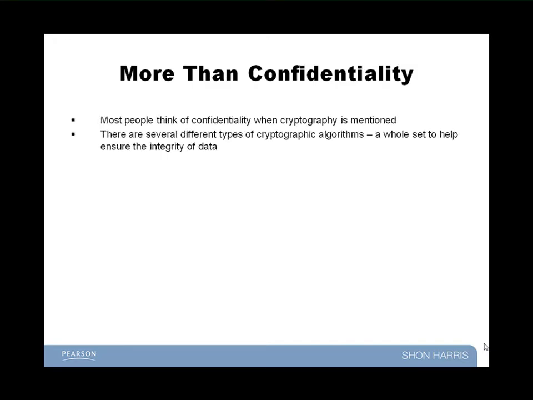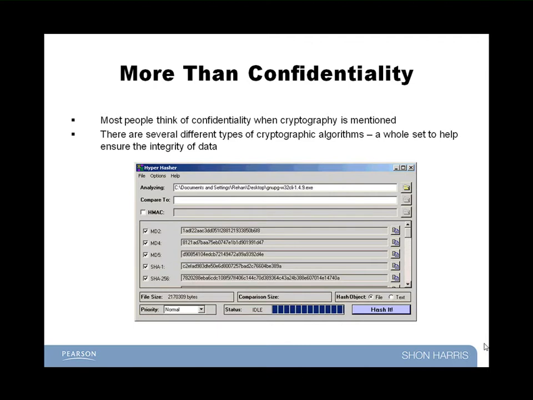Now, many times when people think of cryptography, it's just about confidentiality. What's commonly thought about is encryption and decryption, which does provide confidentiality. But as I said, there's a whole different set of algorithms used just for integrity, and that's what we're mainly going to look at today.